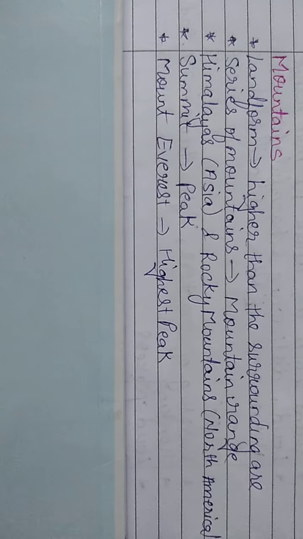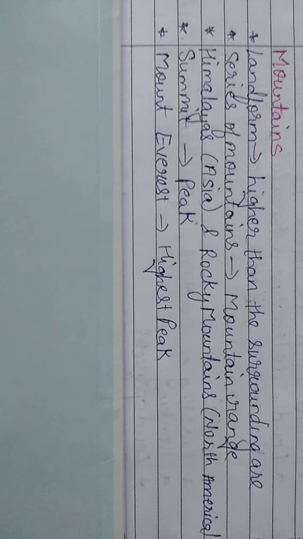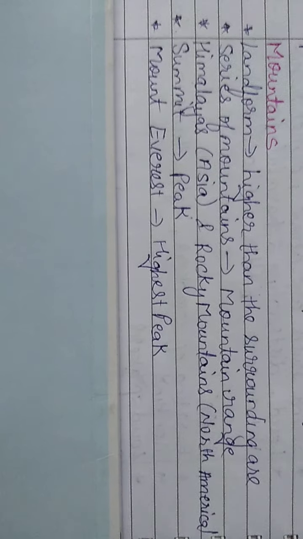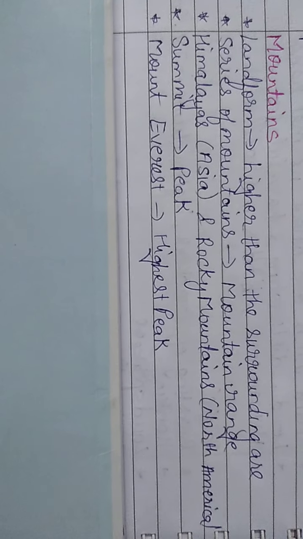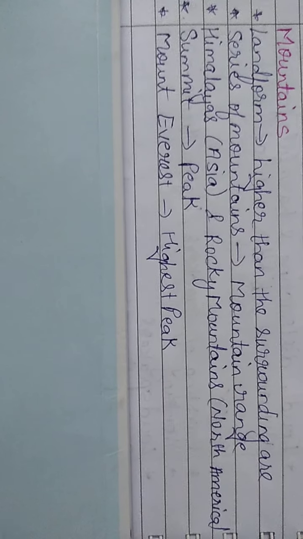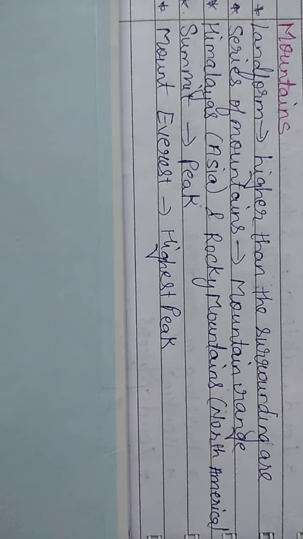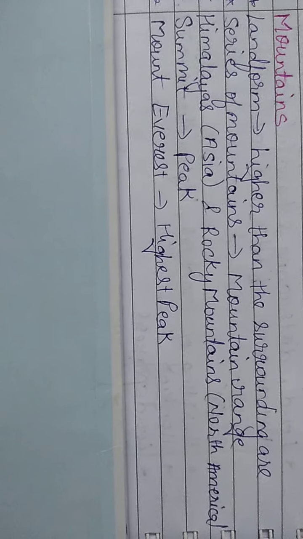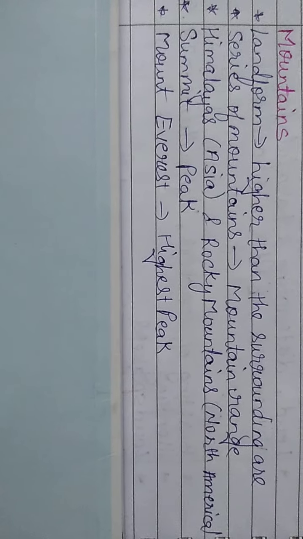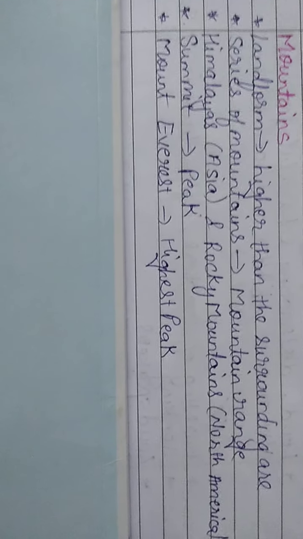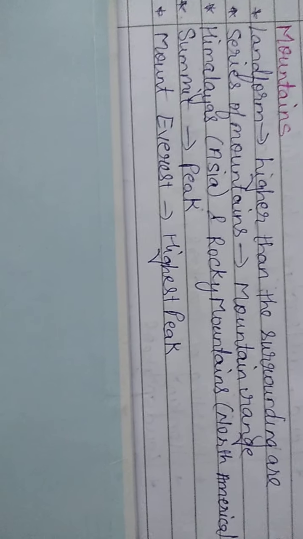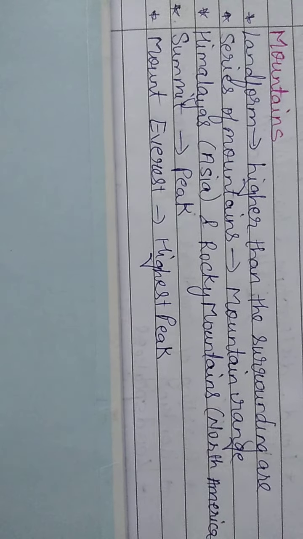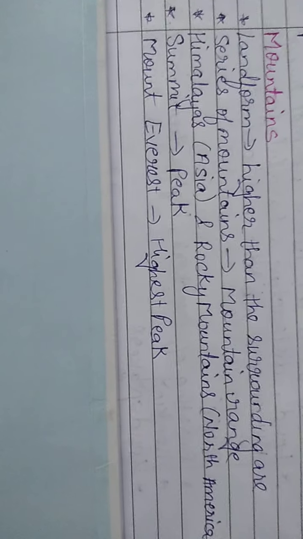Now two examples of mountain ranges are, first, the Himalayas, which are found in India, in Asia, and the Rocky Mountains in North America. The Rocky Mountains are also a mountain range, where many mountains are arranged in a line. So these are two examples of mountain ranges. A mountain is a landform higher than the surrounding area. A series of mountains arranged in a line is called a mountain range. Two examples are the Himalayas in Asia and the Rocky Mountains in North America.